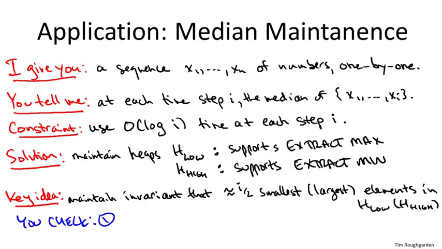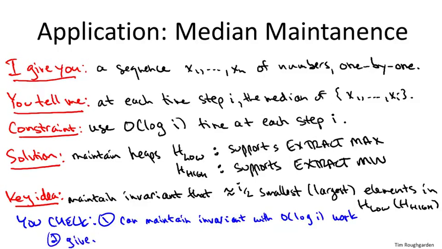So let's start with the first one. How can we maintain this invariant using only log i work at time step i? And this is a little tricky. So let's suppose we've already processed the first 20 numbers, and the smallest 10 of them we've all worked hard to put only in h low, and the biggest 10 of them we've worked hard to put only in h high.